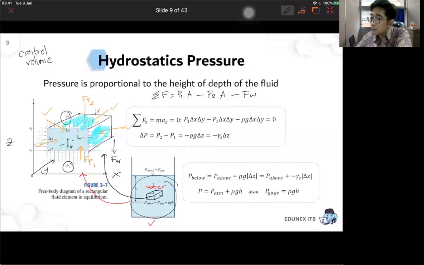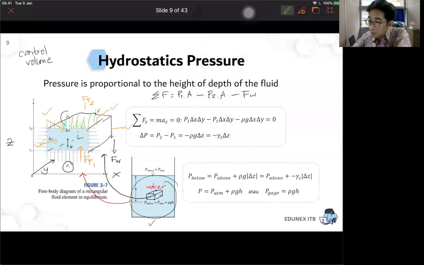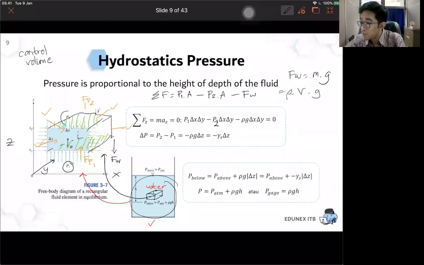What is the area? The area is this one. This one, right? Or the one at the bottom. So the area will be delta x times delta y. So P1 times area minus P2 times delta x delta y, and then minus weight force. Please correct this one, okay? There are some mistakes in the slide. Weight force is mass times gravitation. Mass is density times volume. Volume is delta x, delta y, delta z. So please put delta z in this slide.